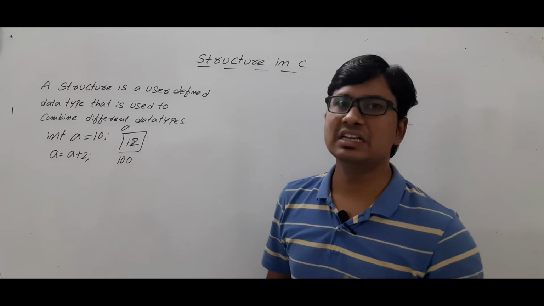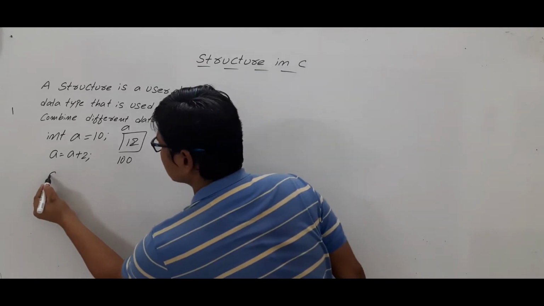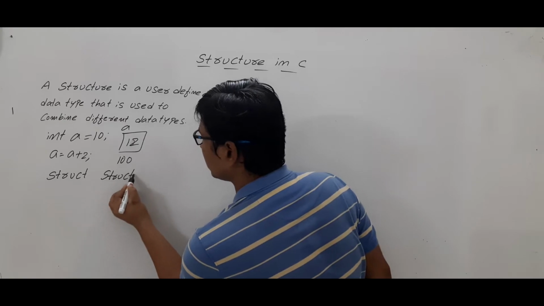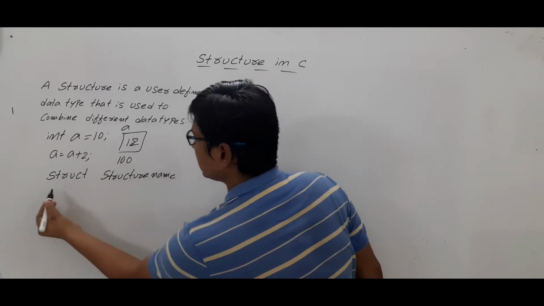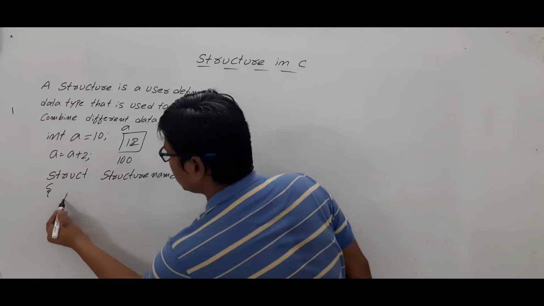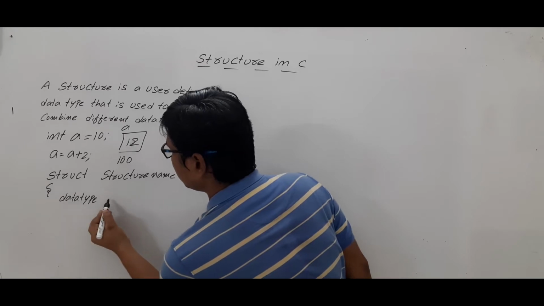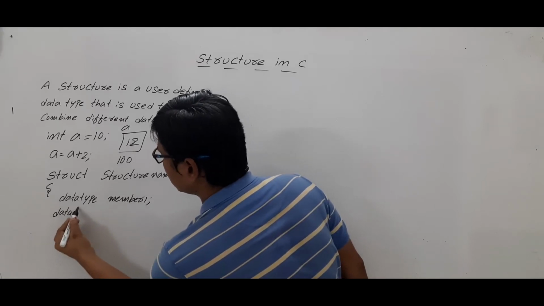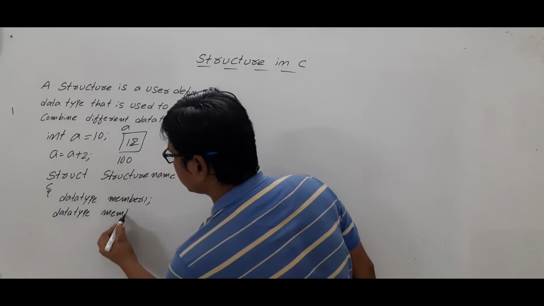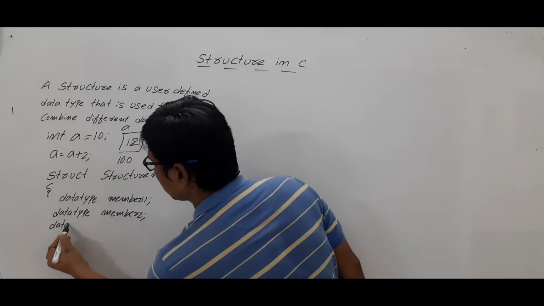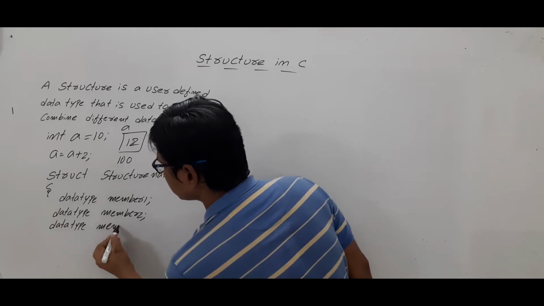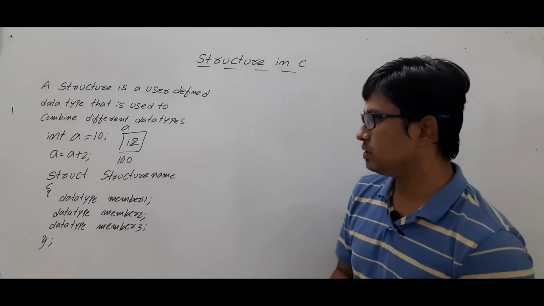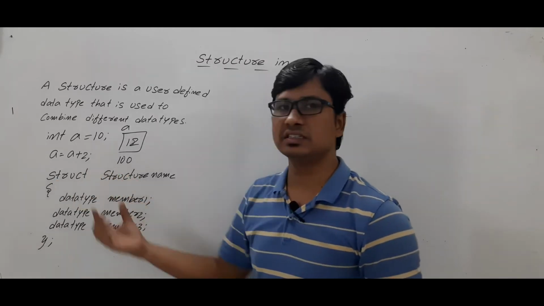So first let me discuss structure definition. The generalized syntax of structure definition is: you will use a keyword called struct, then the structure name or tag name, anything you can use, and then you will have the open curly braces, you will have the data type and member 1, and you have the data type and member 2, you have the data type and member 3. And then finally you have a closed curly brace and you end with a semicolon.